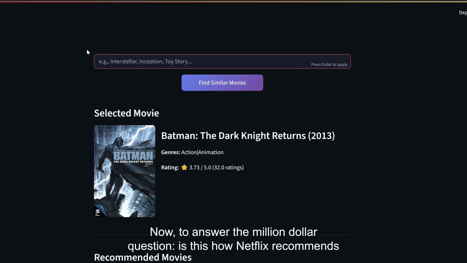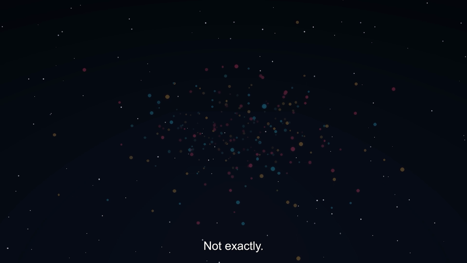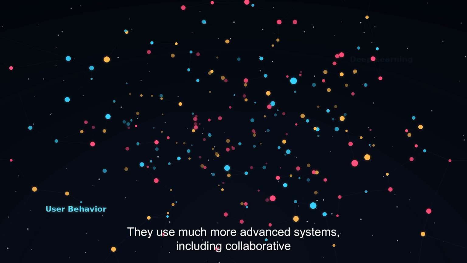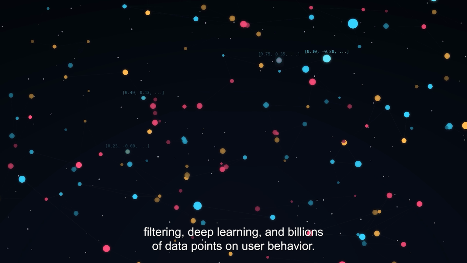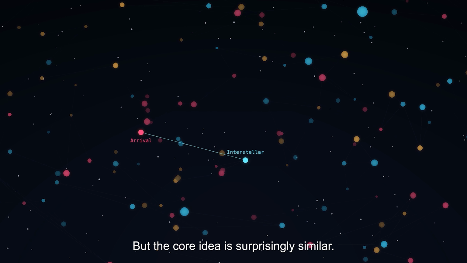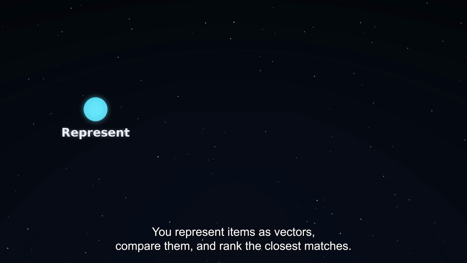Now, to answer the million-dollar question, is this how Netflix recommends movies as well? Not exactly. They use a much more advanced system, including collaborative filtering, deep learning, and billions of data points on user behavior. But the core idea is surprisingly similar. Represent items as vectors, compare them, and rank the closest matches.